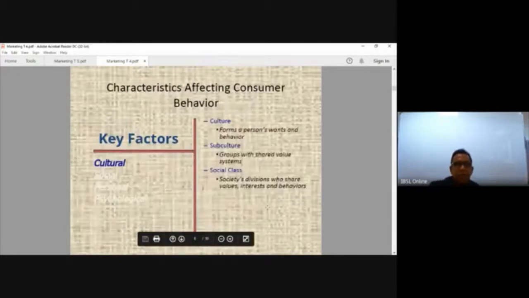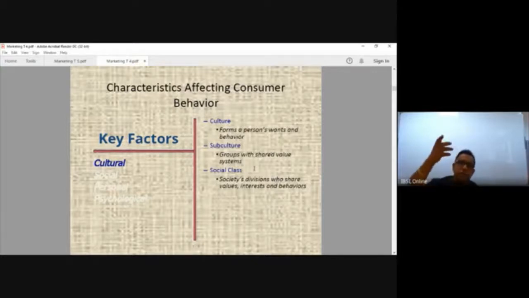So what are the cultural factors? What is culture? Culture forms a person's wants and behavior. Subculture means groups and shared value systems. Social class means societies' divisions who share values, interests, and behavior. Culture is something that we inherit through our parents, our school, our teachers, our elders.